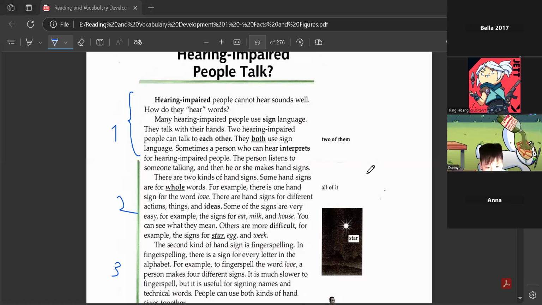The person listens to someone talk, and then he or she makes hand signs. All right, very nice. Second, let's invite Bella.